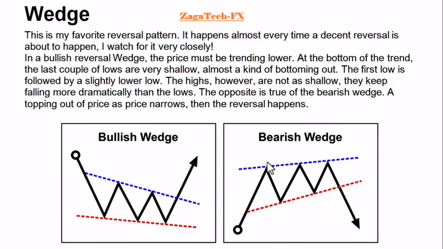So they find it difficult to take out this high. This one is finding it difficult to take out this high. But the lows are maintaining their upward movement, while the highs are shallowing upward, right? So here in a bullish wedge, the market drops down.